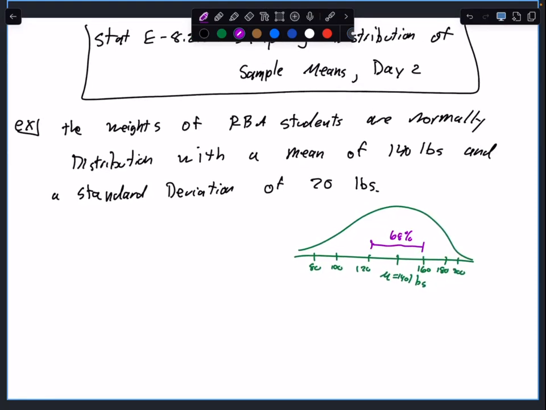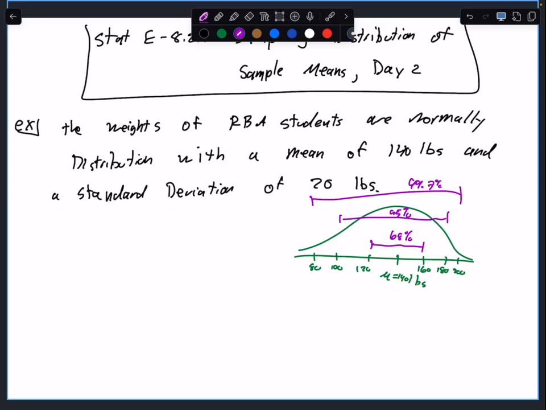We've got a lot of younger kids and little people. And of course, about 95% of students weigh between 100 and 180 pounds. And most everybody, 99.7% of students, weigh between 80 and 200 pounds.